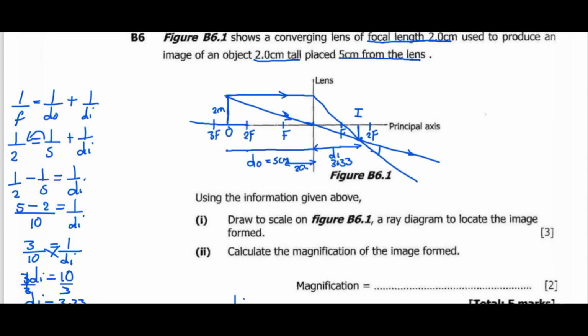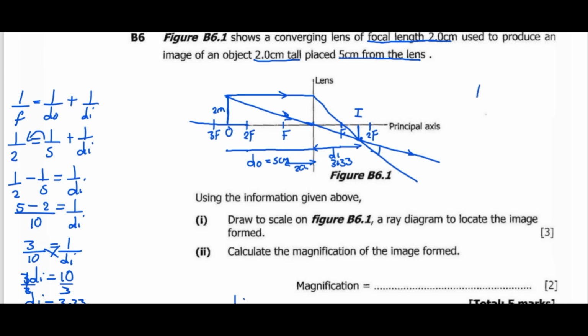Or we can just see that here, some of the points that we need to have in mind is whenever we place an object beyond 2f, the image will be formed between f and 2f on the other side, upside down. Then the image will be smaller than the object. The distance of an image will also be smaller than the distance of an object. So that is what we can do here.